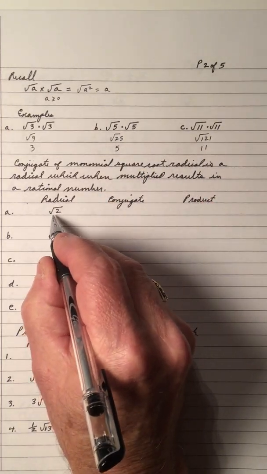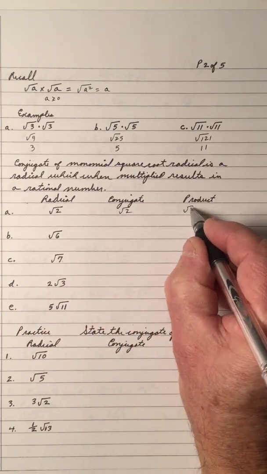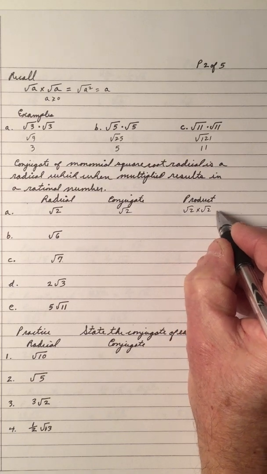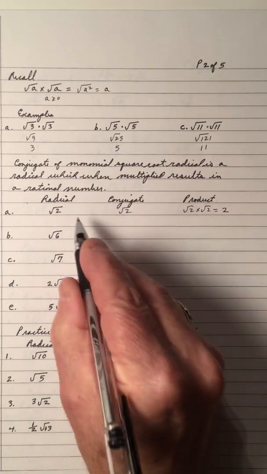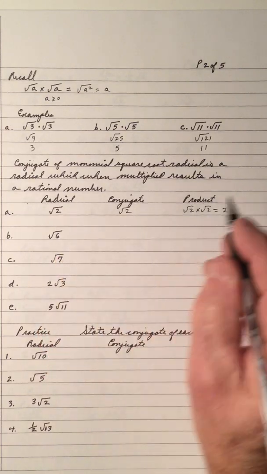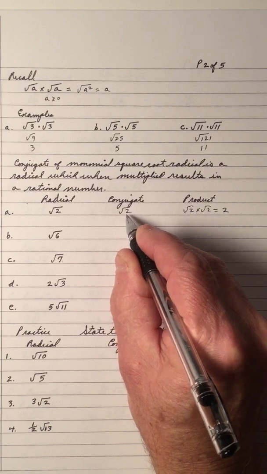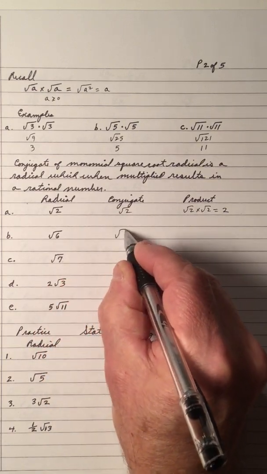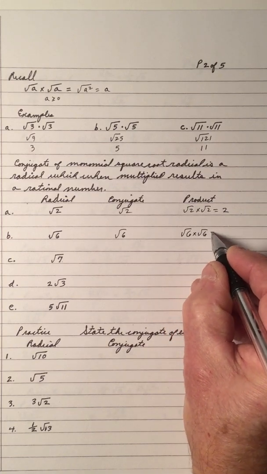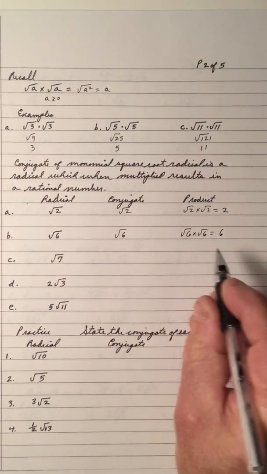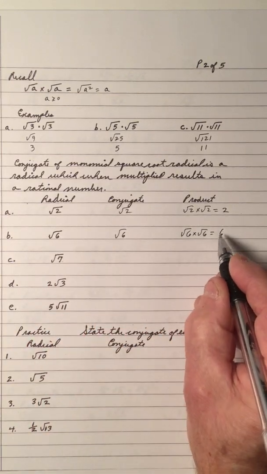So if we have a radical of root 2, its conjugate is root 2, because root 2 times root 2 is the root of 4, which is 2. So an irrational number, which is root 2, results in a 2 when multiplied by its conjugate root 2. Root 6, the conjugate is root 6. Reason? Because root 6 times root 6 is the root of 36, which is 6. So an irrational number multiplied by its conjugate results in a rational number.